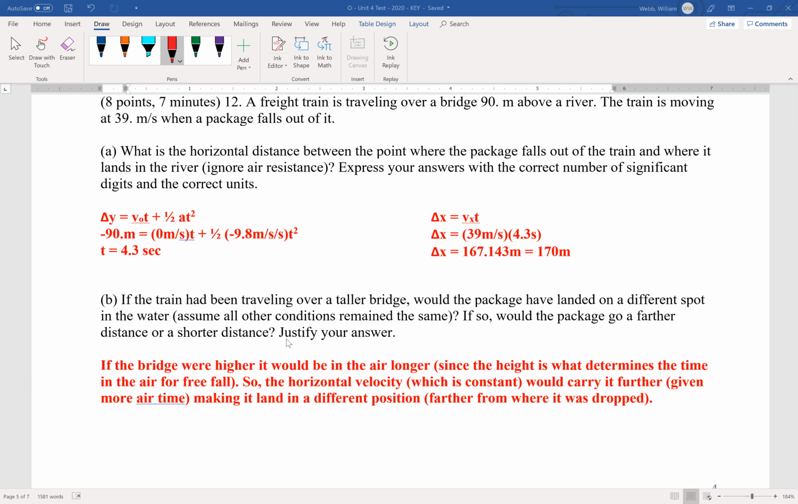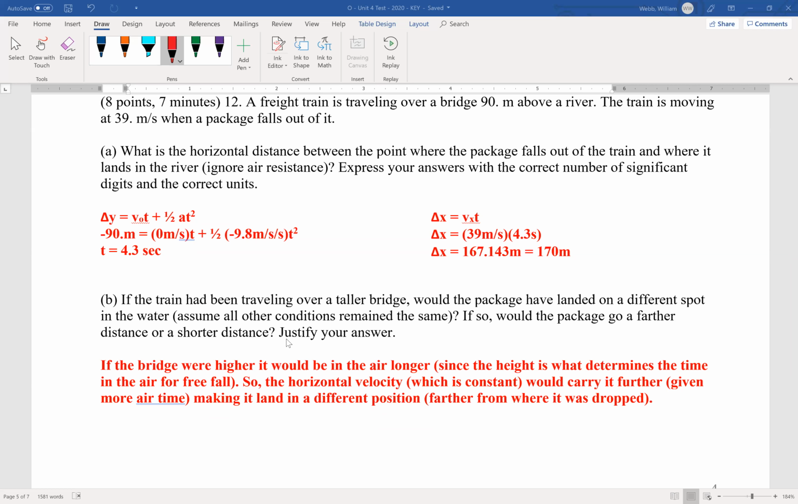So the second kinematics equation we learned is probably the best route in terms of finding the time, because we know that the displacement vertically is negative 90 meters. We know the initial vertical velocity is 0 because it just fell, so it didn't have an initial vertical velocity. And we know the acceleration is due to gravity, and we can just solve for t and find, with 2 sig figs, that would be 4.3 seconds.